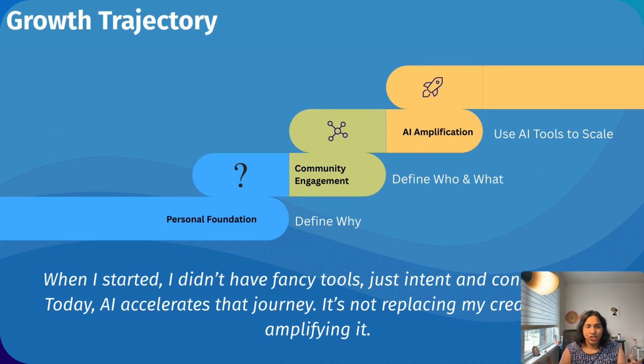And finally, the growth trajectory. When I started, I didn't have fancy tools. I just created content in an intent based and consistent fashion. Today, AI accelerates the journey. It's not just content created by yourself; you use the AI tool and your own creativity to amplify, get engagement, and scale quickly. That's very important. So your own personal content comes first. Define your why and who your audience is, and then use the tools to grow further and scale.